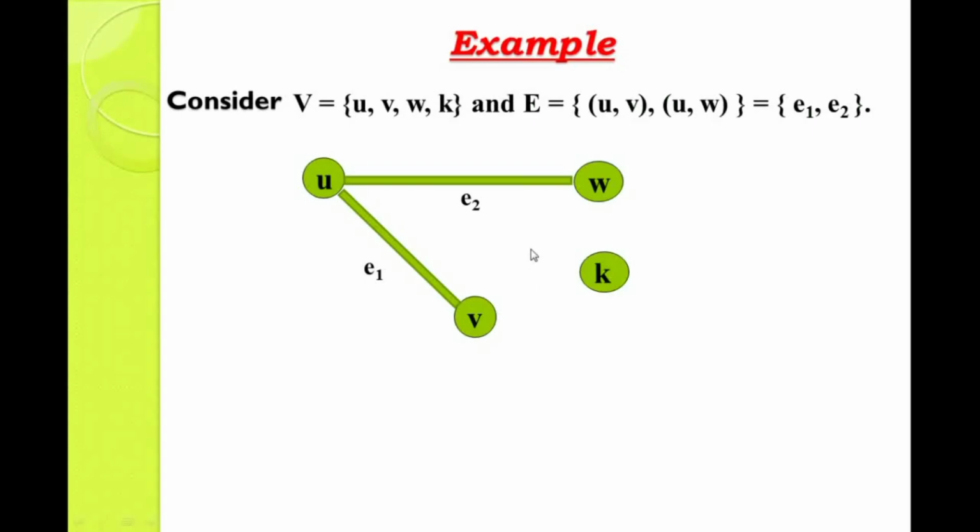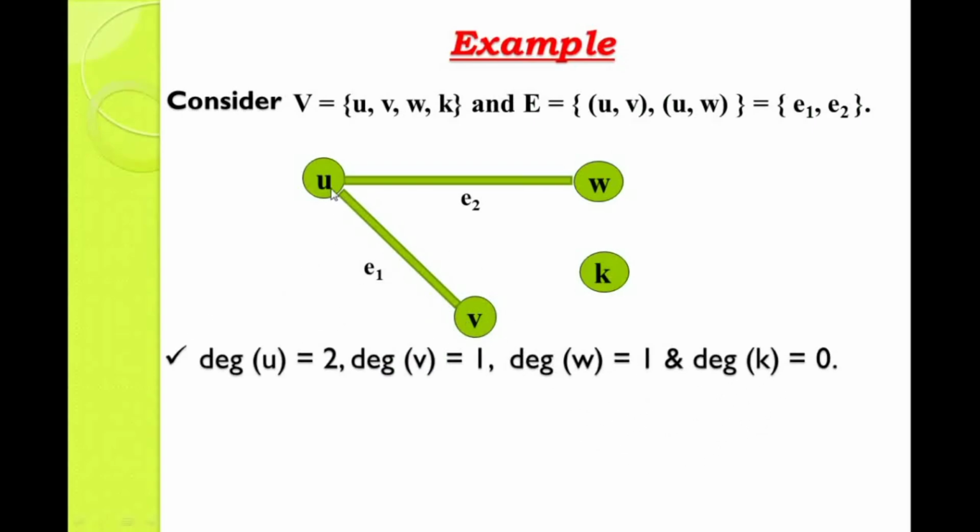Okay, so using this graph I am going to first find the degree of vertex u. What is degree of vertex u? How many edges are connected to vertex u? 2 edges are there. Therefore degree of u equals 2. What about v? 1 edge is connected, so degree of v equals 1. Similarly degree of w equals 1. Why? Because only one edge is connected. So what about degree of k? This vertex does not have any edges, therefore degree of k equals 0.